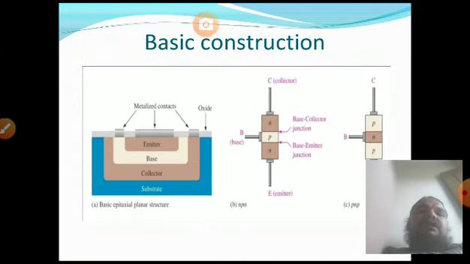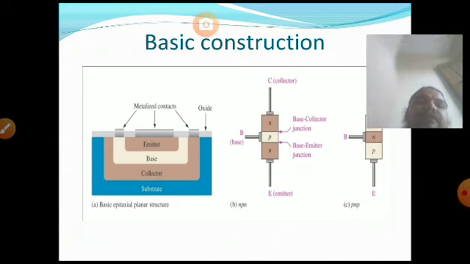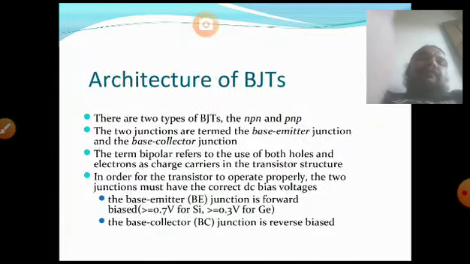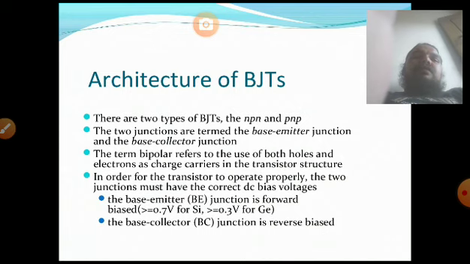Basic construction of the BJTs: collector, base, emitter. The same for NPN and PNP. Architecture of the BJTs. There are two types of BJTs, the NPN and PNP.